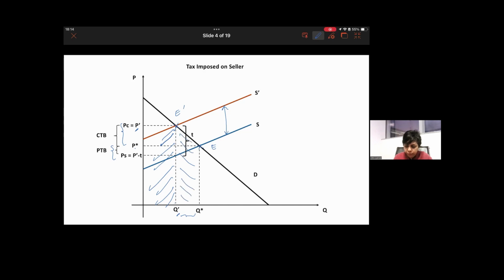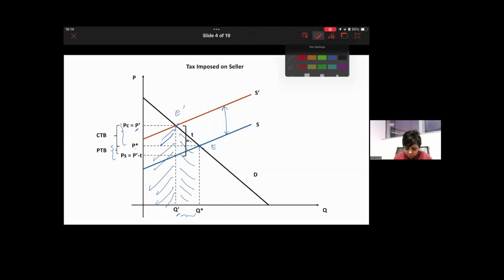Sorry, not the upper part. Oops, sorry. Not this part. Till the blue curve, that could have happened. This is not happening, right? It looks a bit dirty, so I'm erasing this, but I think you understood the point I'm trying to make.